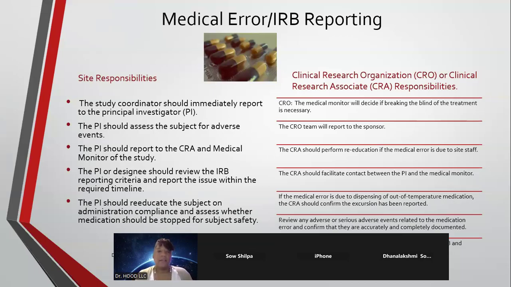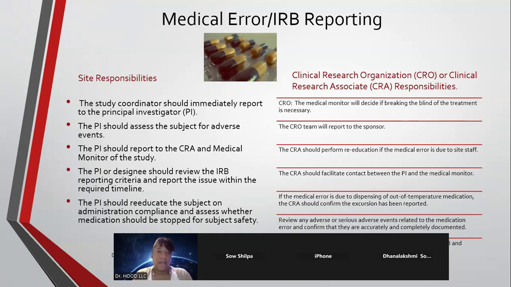Okay, so the unfortunate thing that we hope never happens is medication errors as it relates to the IP and IRB reporting. This is what we're going to discuss in this slide. So, what are the site's responsibilities?